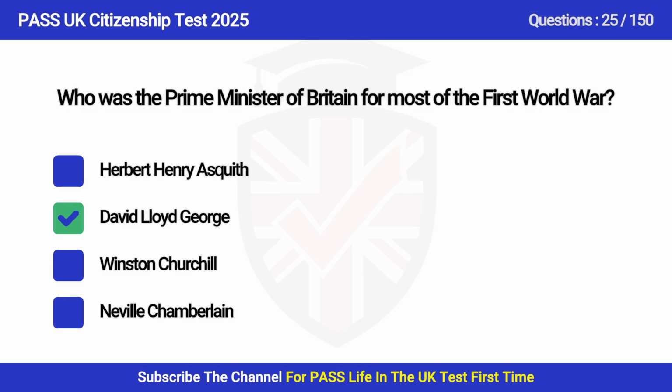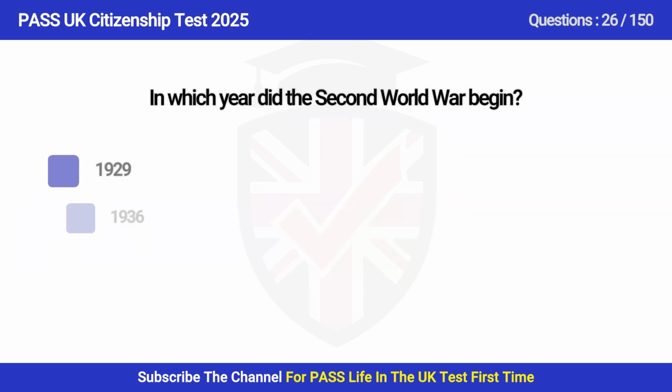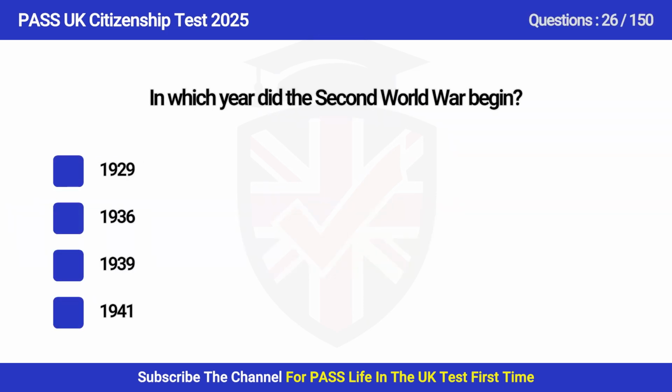Answer is B. David Lloyd George. David Lloyd George became Prime Minister in December 1916 and led the wartime coalition government until the end of the First World War.